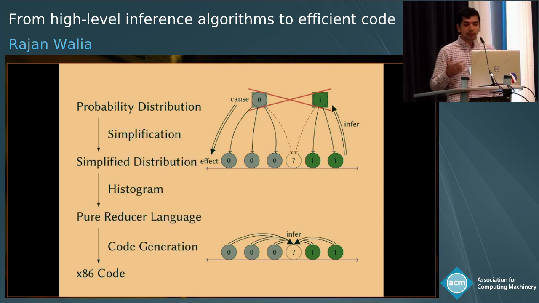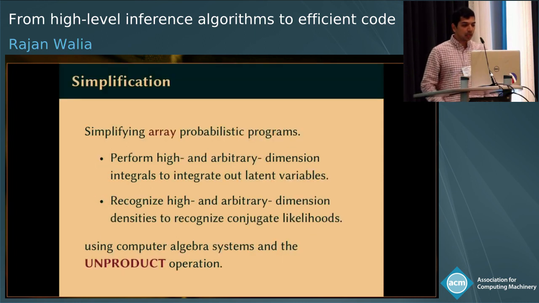And so we call this problem simplification, and that's the first step that I'm going to show, and that's what we did in our compiler. So simplifying array probabilistic programs needs two things. We need to perform high and arbitrary dimension integrals, which is completely opposite from previous talks. We are going to do integrations in this one. And we need to recognize high and arbitrary dimension densities.